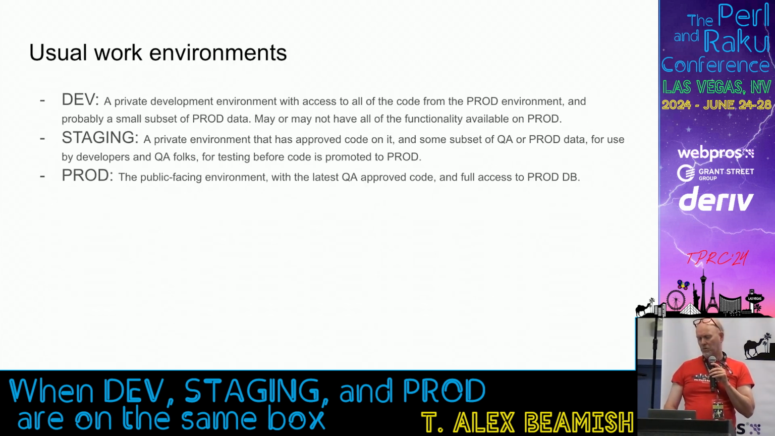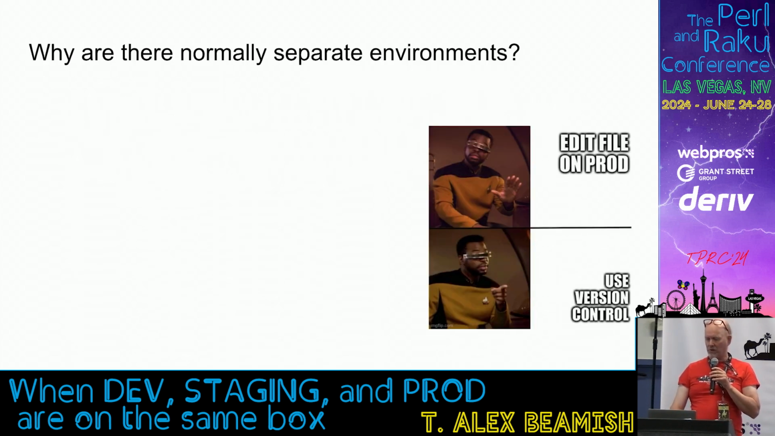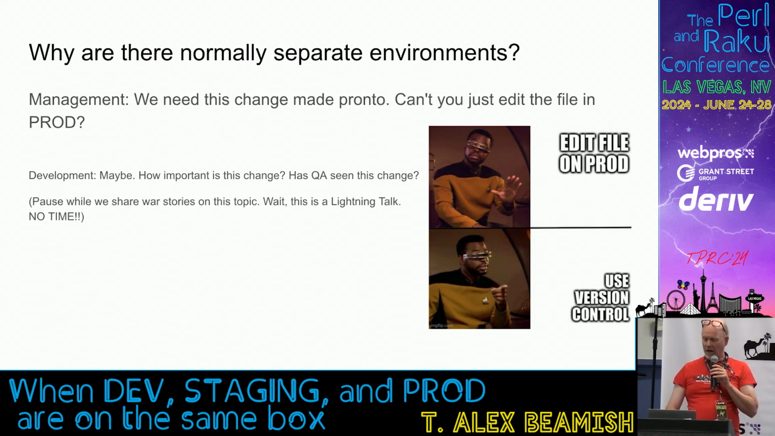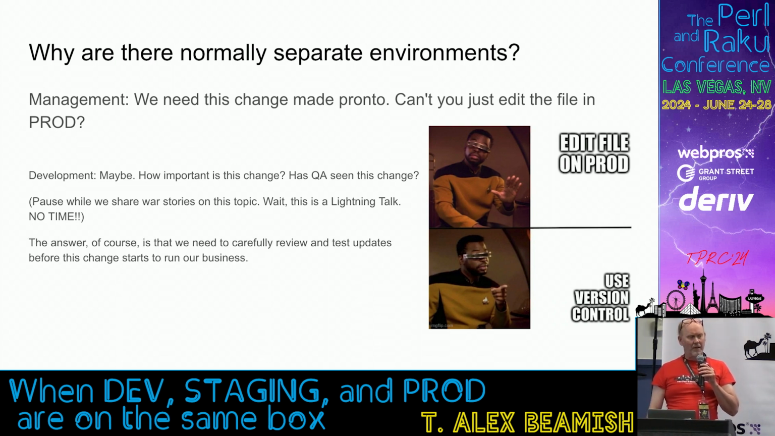So the usual work environments, if you're in a big organization, you've got dev, which is for the developers, where you track your own code and nobody else can see it usually. And you've got staging, where you do integration testing, and then you roll it out to prod, and that's the place where you make money. That's pretty usual. And why are there separate environments? Because it's madness to try and edit stuff on prod. You can do it. It makes people very nervous. It's a risk management thing.